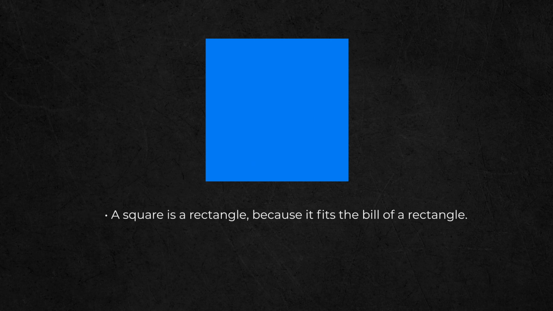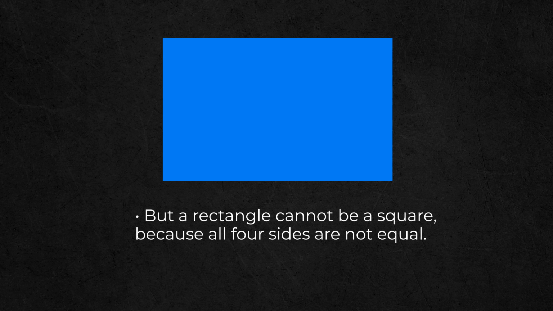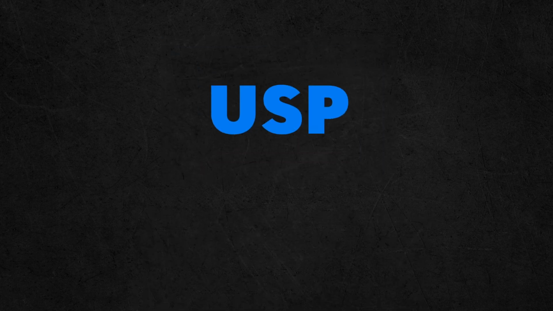And what I mean by square rectangle is that based on the actual mathematical properties, a square is a rectangle because it fits the bill of a rectangle. The interior angles are 90 degrees and the opposite sides are parallel and equal. So a square is a rectangle. But a rectangle cannot be a square because all four sides are not equal. So one can be the other but not backwards, right? So the USP, your unique selling proposition, can be your unique mechanism, but your mechanism doesn't automatically equate to a USP. So I can give you some quick examples here.